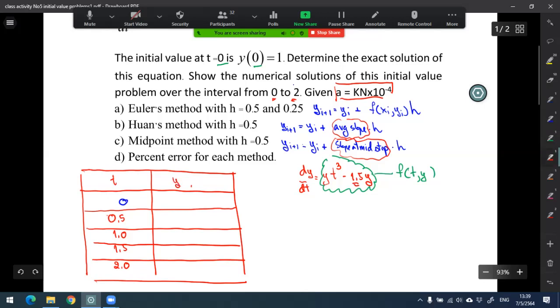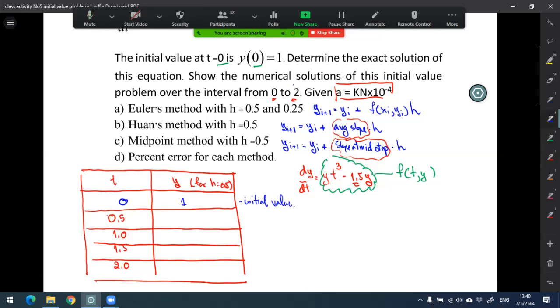It should be y. Okay, and for s equal to 0.5, for this case, and at time equal to 0, this is equal to 1. This is the given value. It is the initial value. The initial value is given from the problem.